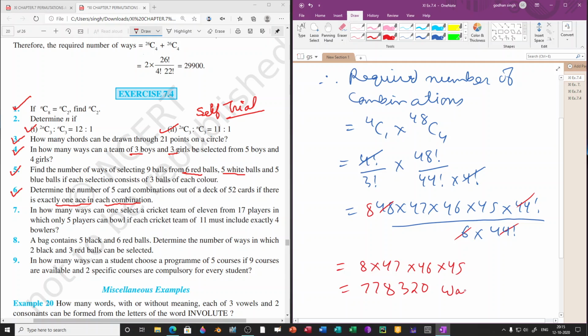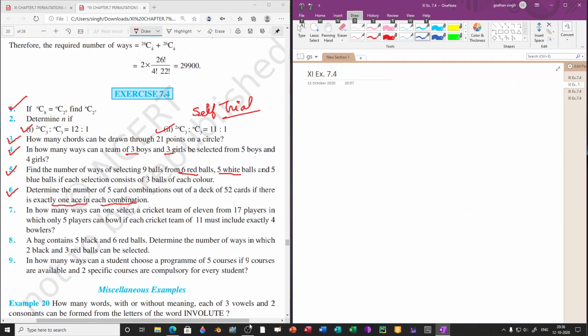So these many ways will be there in which we can have 5 cards such that one card is an ace card and the remaining 4 cards are non-ace cards. So with this, question number 6 is complete. Exercise 7.4, question number 7. In how many ways can one select a cricket team of 11 from 17 players in which only 5 players can bowl if each cricket team of 11 must include exactly 4 bowlers? So let us do this question number 7.